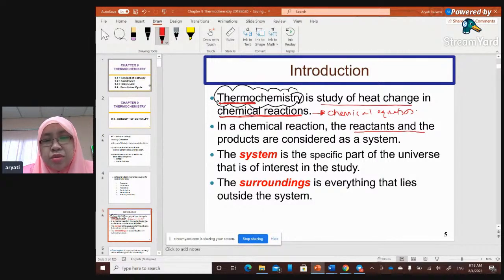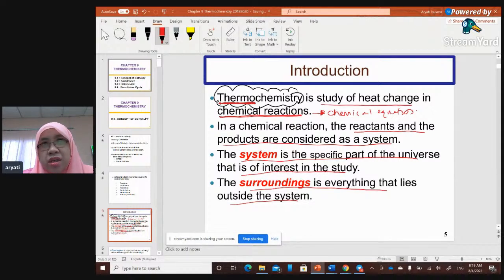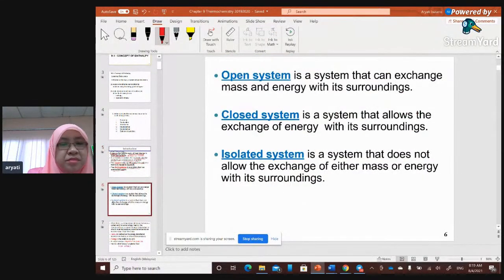Okay, saya akan guna terms ini banyak kali. System is the specific part of the universe that is of interest in the study. So surrounding is everything that lies outside the system. Surrounding tu yang luar daripada sistem. Okay, contoh sistem kalau kamu buat neutralization, sistem ialah between acid and base, dan dia punya produk ialah salt and water. So surrounding tu contoh kat luar lah, tekanan, pressure, humidity, suhu, kelembapan, and so on. So we will learn what is open system, closed system, and isolated system.